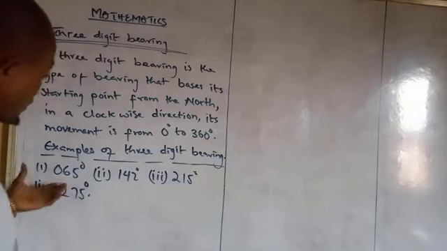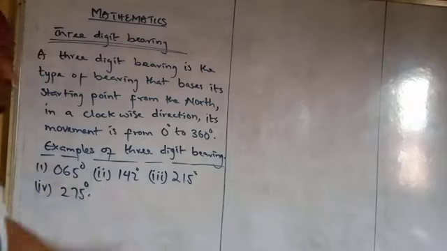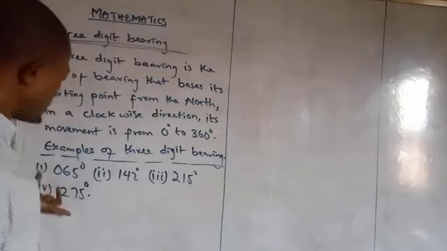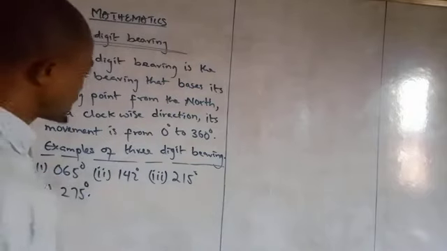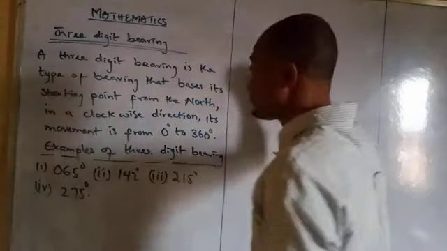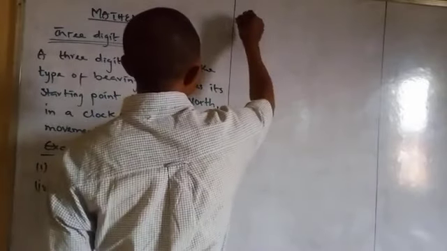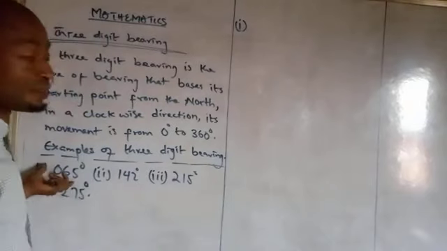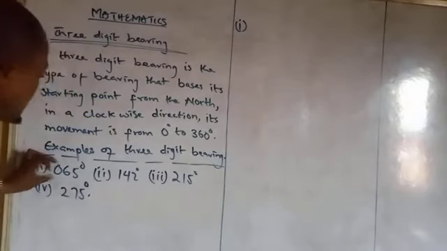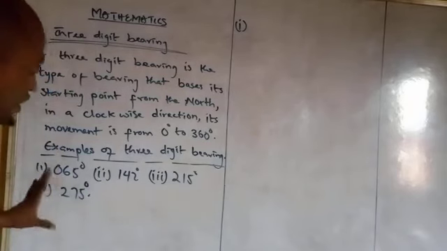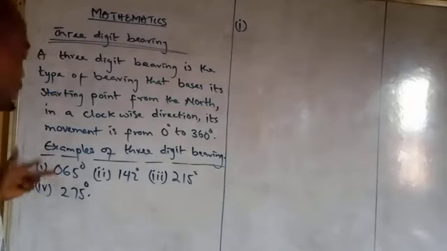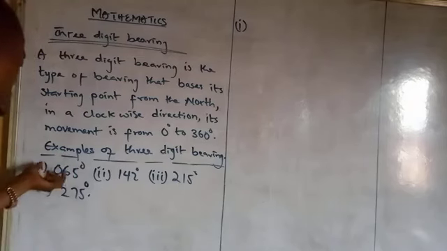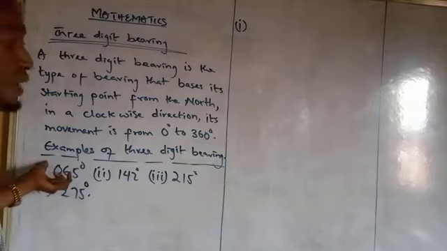All these are examples of 3-digit bearing. So we may represent all these 3-digit bearings in our diagram. The first one is 065 degree, that is 65 degree. We call it 3-digit bearing because the digits we are writing must be 3. So when we are dealing with questions on 3-digit bearing, the figures we have there must be 3.